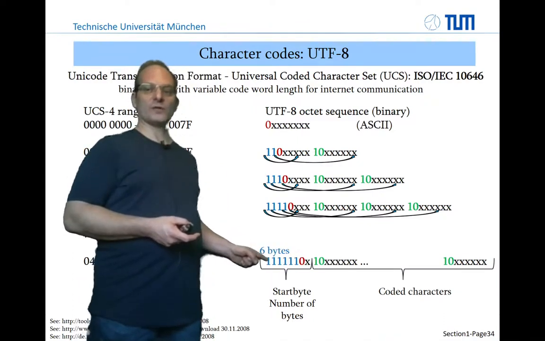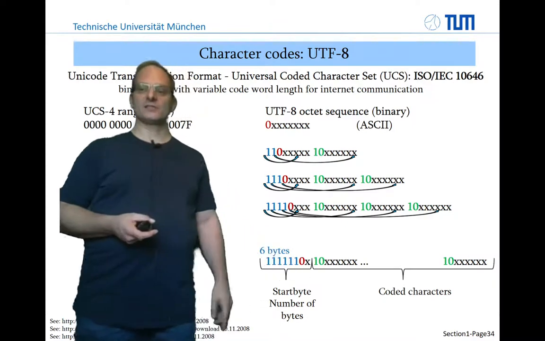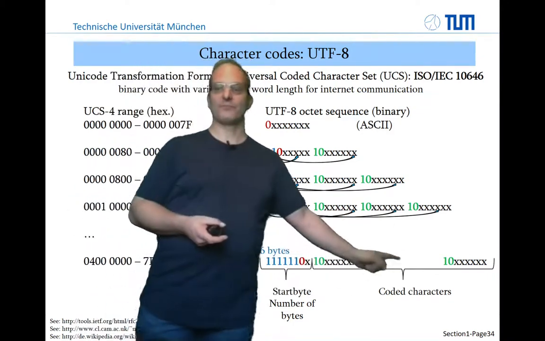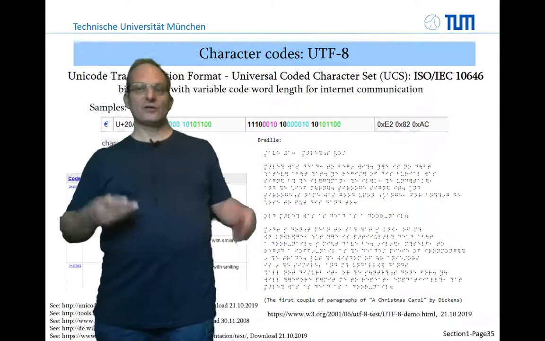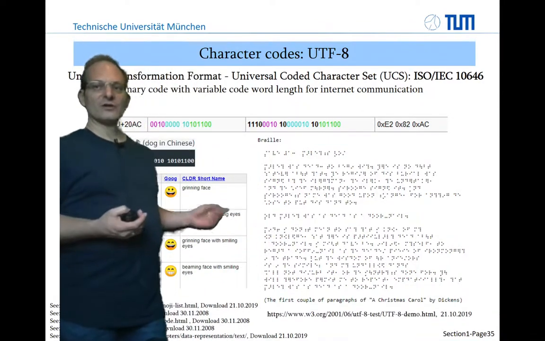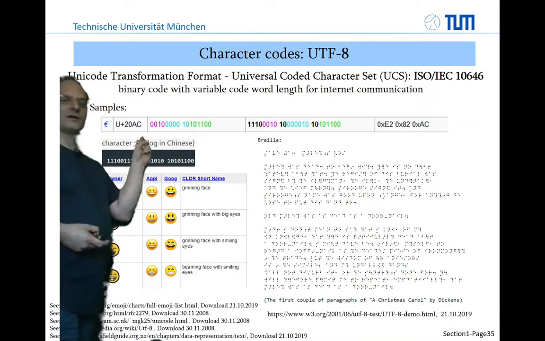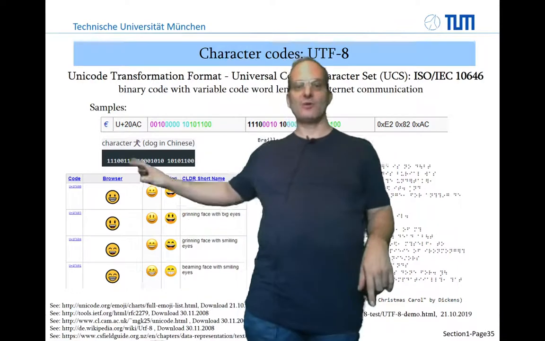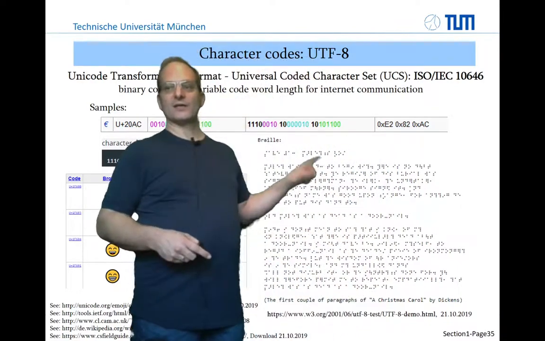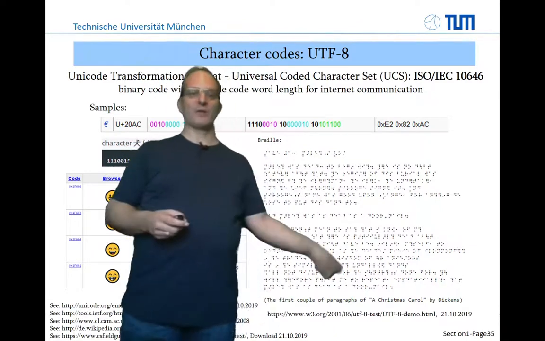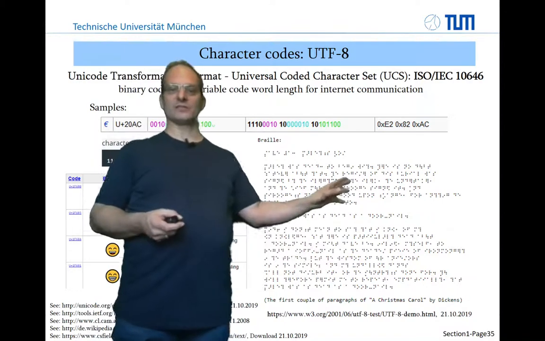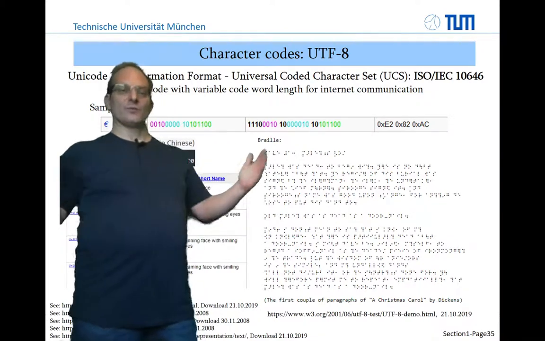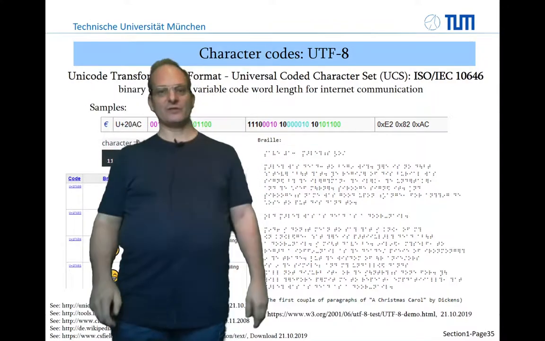So you have 1, 1, 1, 1, 1, 0, and then the information. And then you can represent all of this data. And with this, you can represent everything what you use in your daily life. So for example, special signs like the money, European money, euro sign. Or you can represent something like emoticons, or you can represent Braille, so that handicapped people can also read text. And all of these characters can be represented in such a style. And each character is an individual representation with a non-fixed, with a variable length of code.